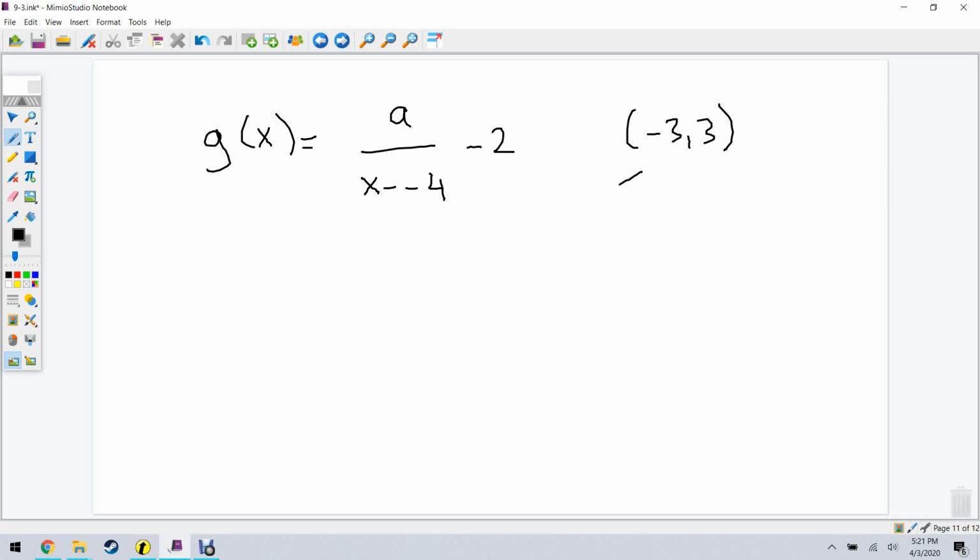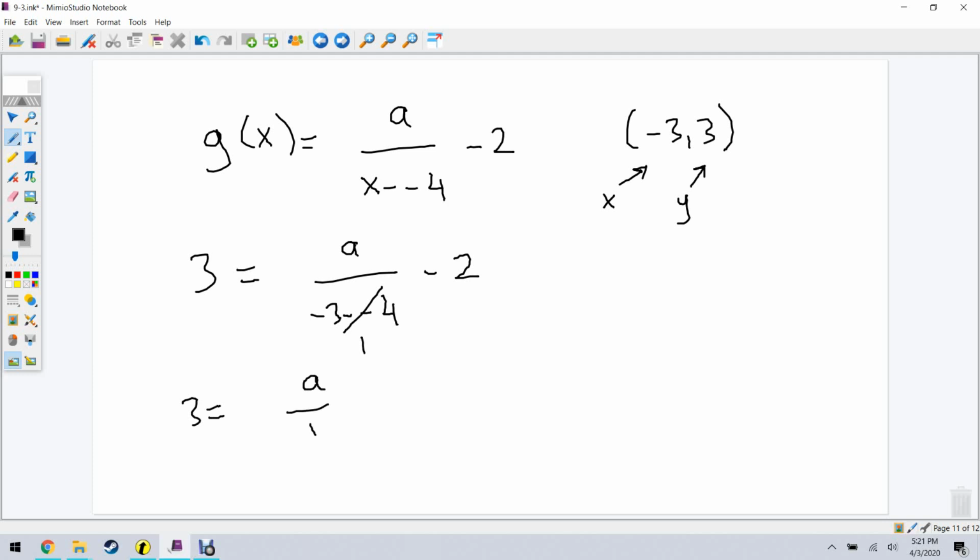So -3 is the x, as you can tell, and 3 is the y. So we will have a 3 for the g of x. Remember, g of x is also represented by y. So 3 equals a over, since x is negative 3, negative 3 minus negative 4 here, and plus negative 2, but I would like to say it's just negative 2 like that, right? And if you do the math, that's a 1, right? So basic math, 3 over 3 is equal to a over 1, minus 2. Add the 2 to both sides, you will get a is equal to just 5.